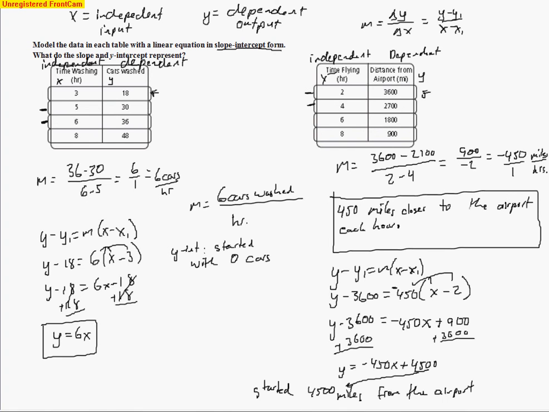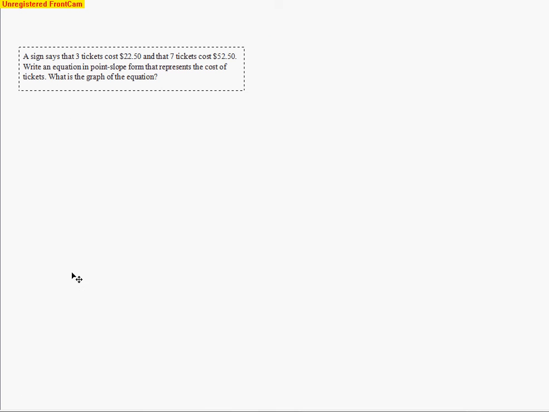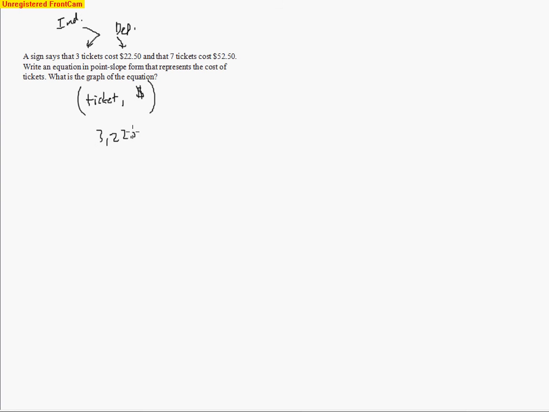So let's take a look at our last type of problem here. And this one says, a sign says that 3 tickets cost $22.50. 7 tickets cost $52.50. Write an equation to solve. So when we're talking about this, we've got tickets and we've got dollars. And so the tickets are going to end up representing our independent variable, where dollars are dependent on the number of tickets we buy. So I'm going to set it up this way: tickets, comma, dollars. And that's going to be my ordered pair. So I've got 3, comma, 22.50, and then I've also got 7, comma, 52.50.